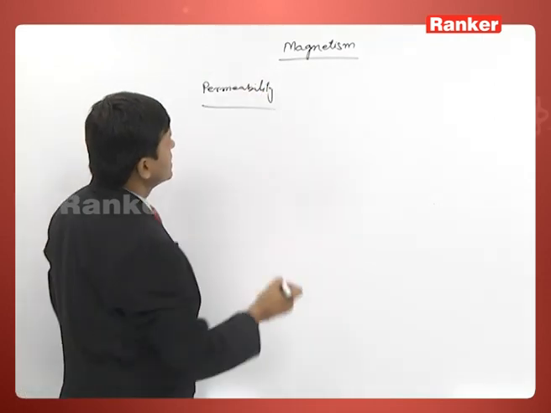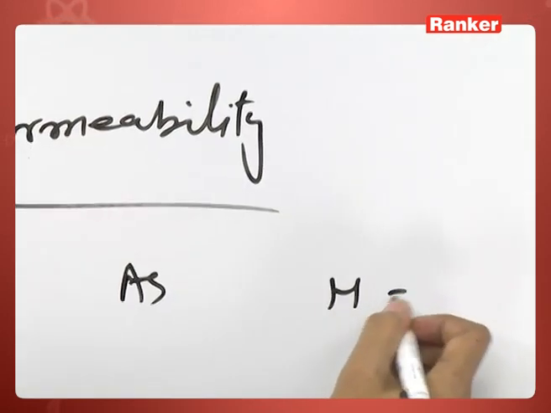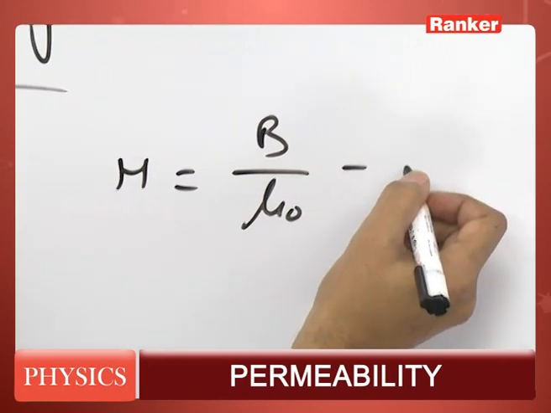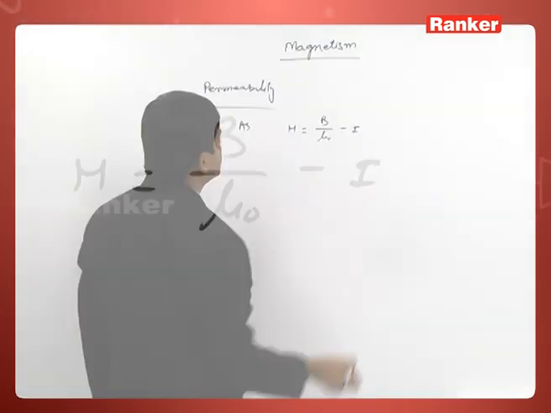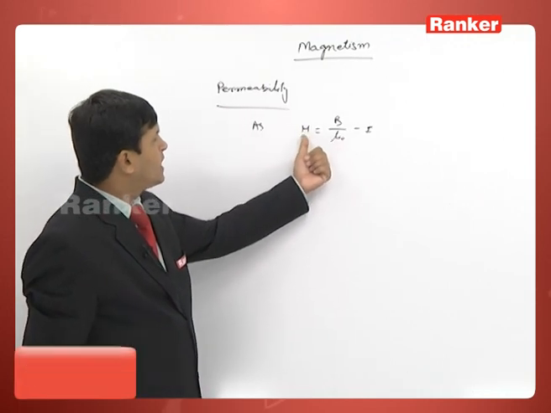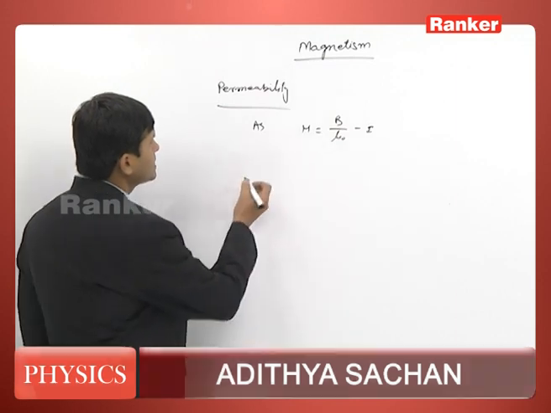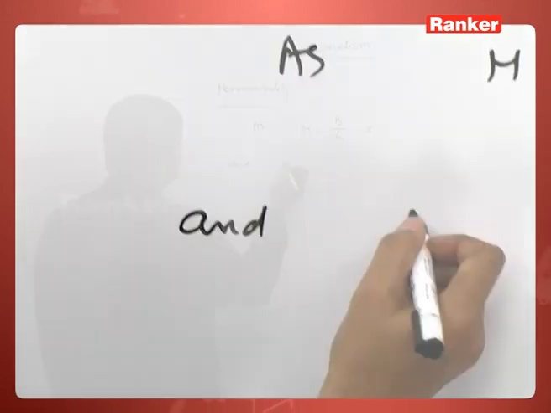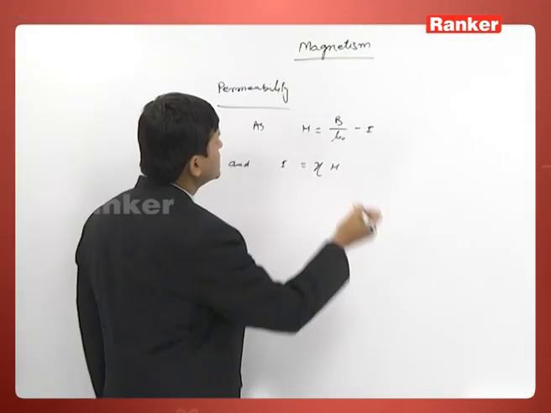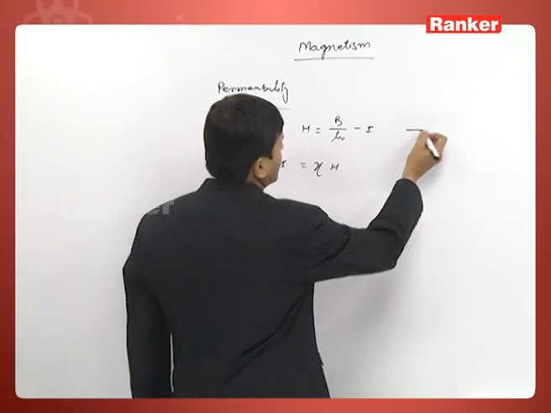Permeability. H is equal to B by mu naught minus I. This H, magnetic intensity, has been defined like that: H is equal to B by mu naught minus I, and I is given as susceptibility into H. Just now we have defined this.